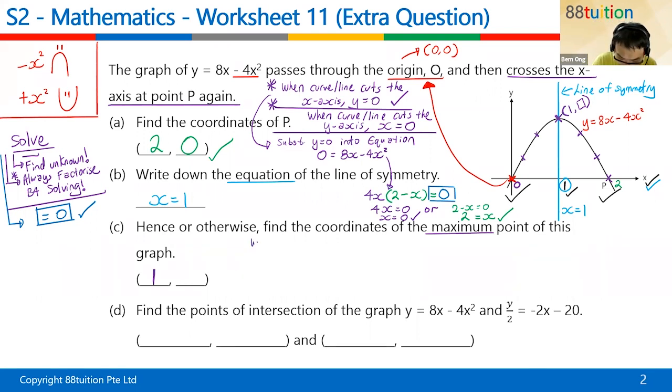So when x equal to 1, you substitute into your graph. The graph is y equal to 8x minus 4x squared. Just sub in x equal to 1. All right, so down here, if you sub in, you will get your answer as what? 8 minus 4 is 4 lah. So the coordinates of the maximum point is actually (1, 4).